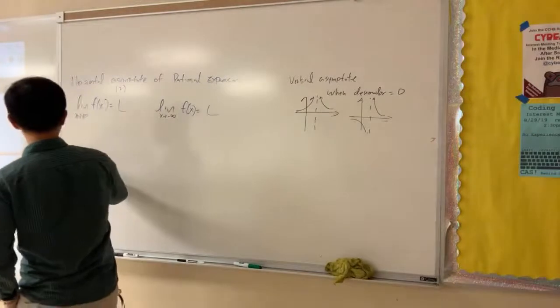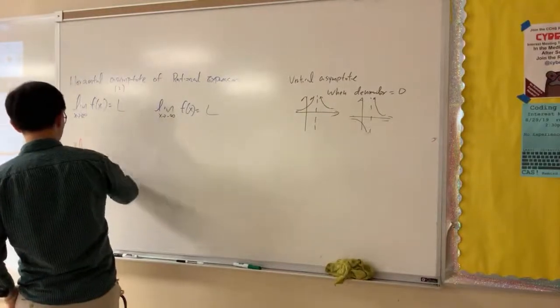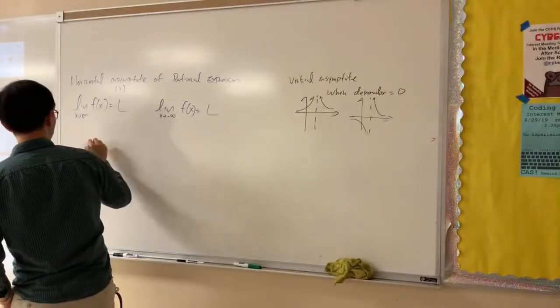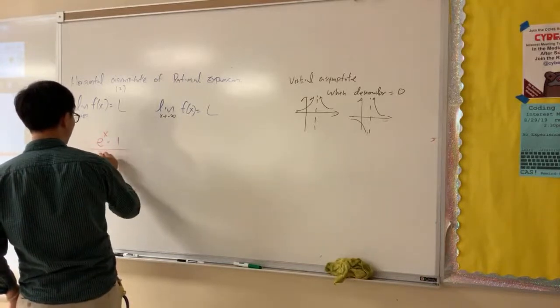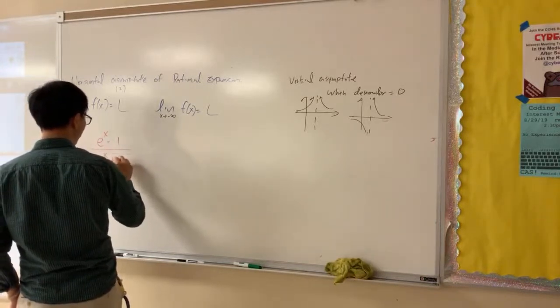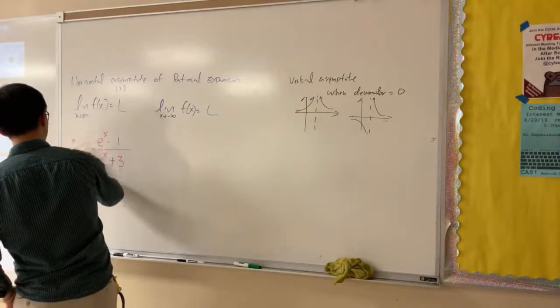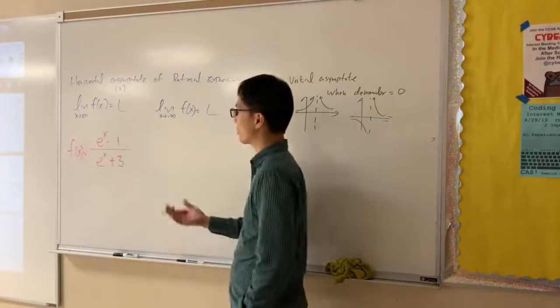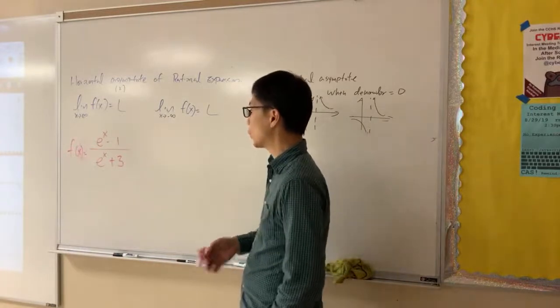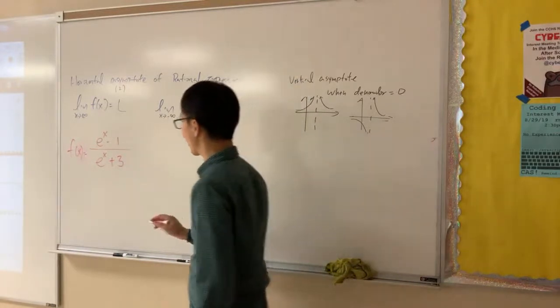Let's talk about 2 questions. The first question is, can you find the horizontal asymptote of e to the x minus 1 over e to the x plus 3? Something like this, so f of x. Now this one you're gonna see it later, but I'm gonna go over it today since we talked about it. But you really need to essentially understand this graph.